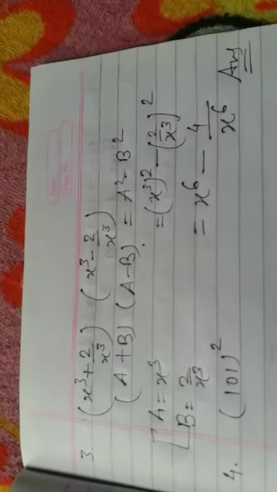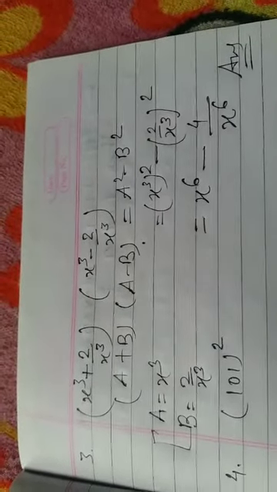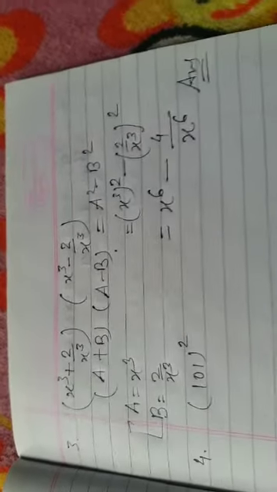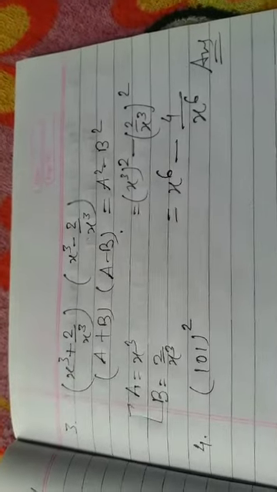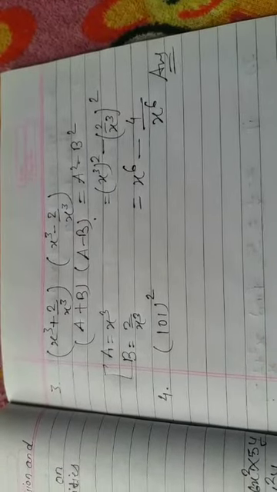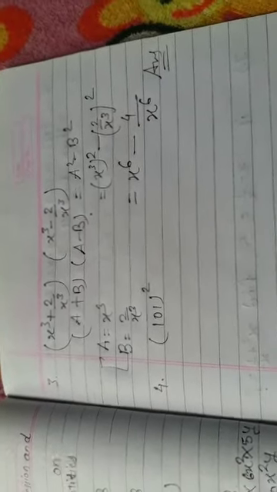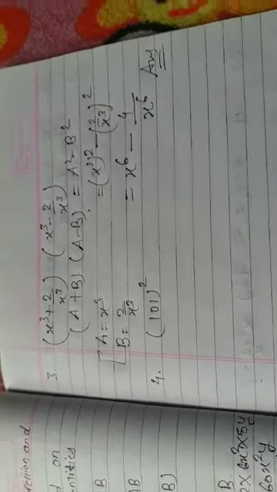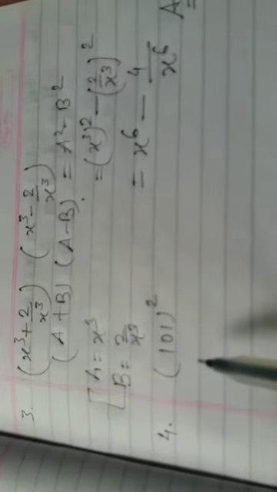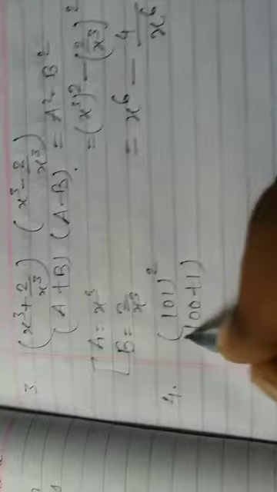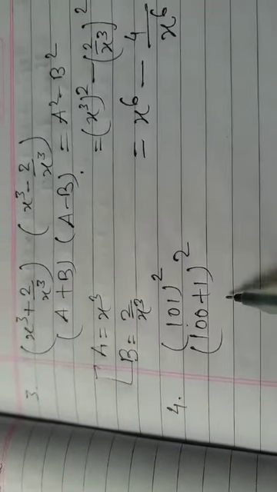Again, now we solve the next question, that is question number 4. The question is 101 whole square. How can we solve? By using this identities, 101 whole square is, first of all, we can break the 101 in their nearest 100, that is 101 can be broken as 100 plus 1 whole square. We can write 101 is 100 plus 1.